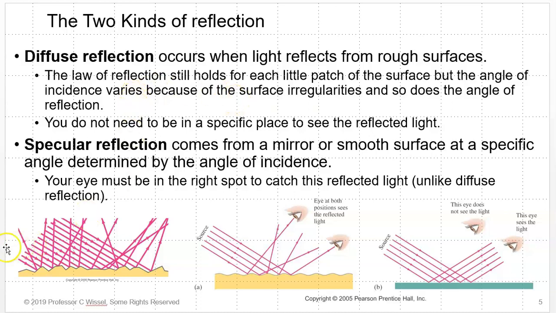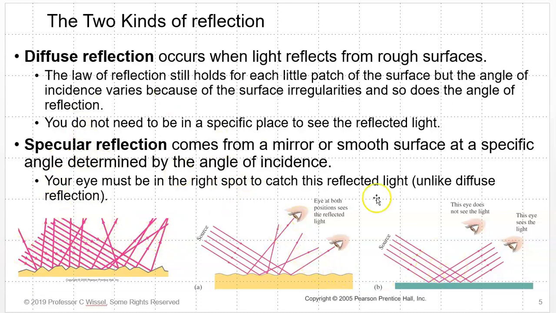The law of reflection will actually still hold even for a rough surface, but the surface itself is so rough that the reflected rays don't come off at a single angle. They still obey the angle of incidence equals the angle of reflection, but the normal here is there, the normal of this surface is here. You can see in all these angles, all these light rays are reflected in different directions. So you don't need to be in a specific place to see the reflected light. It sort of comes off as diffuse light.